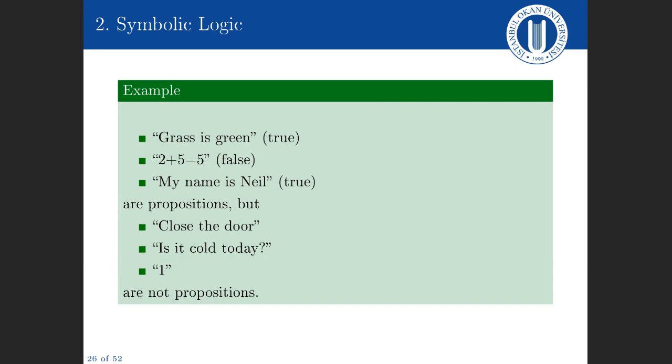But close the door. We can't say that this is true, and we can't say that this is false. This is not a proposition. Is it cold today? This is a question, it's not a proposition. We can't say that this statement is true, we can't say that this statement is false. We could answer yes or no, but we can't say that the statement itself is true or false. And 1 is not a proposition. 1 is not true, 1 is not false. 1 is just a number.